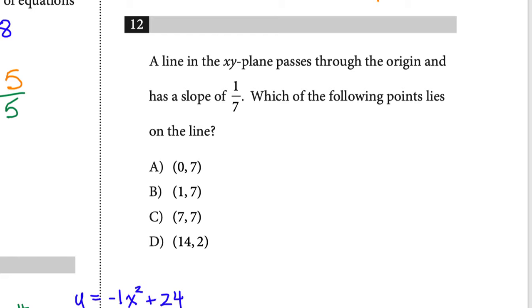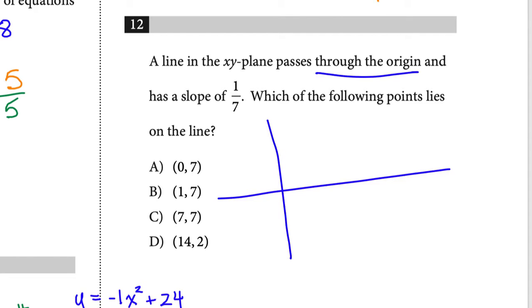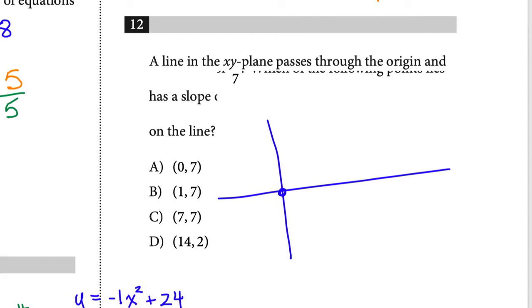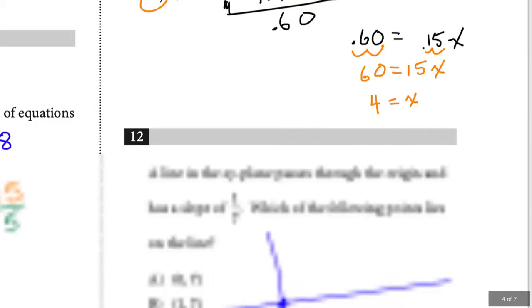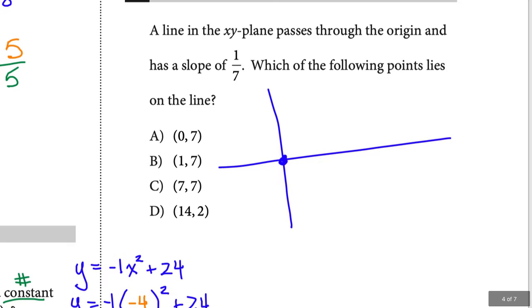Good. Number 12. A line in the xy plane passes through the origin and has a slope of 1/7. Which of the following points lie on that line? It's B. So if I were to draw a quick sketch of what's happening, it passes through the origin, which means this is a point right here. And it has a slope of 1/7. Is 1/7 like that or like that? Is it the first one or the second one?